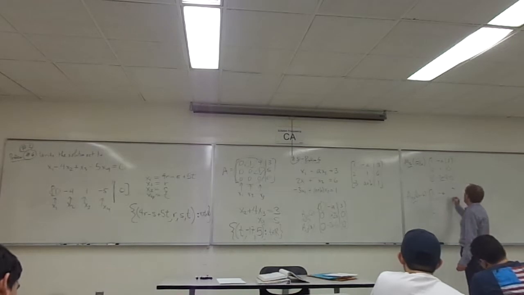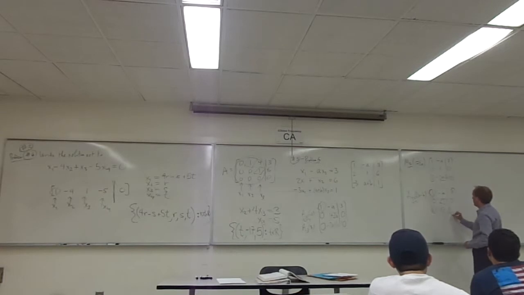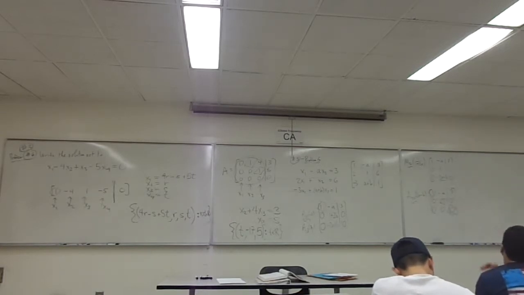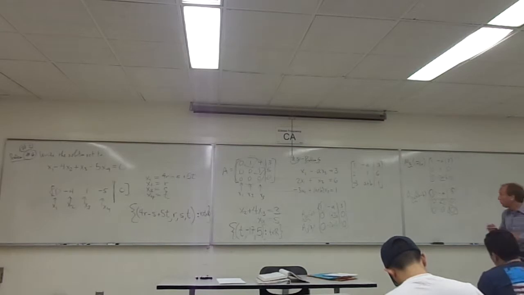1, negative a, augmented with 3, 0, 1, 0. These are my pivots. And now 0, 0, and 10, sorry. So what do we conclude at this point? Inconsistent. Pivot in the far right column means inconsistent, right? So no solutions.